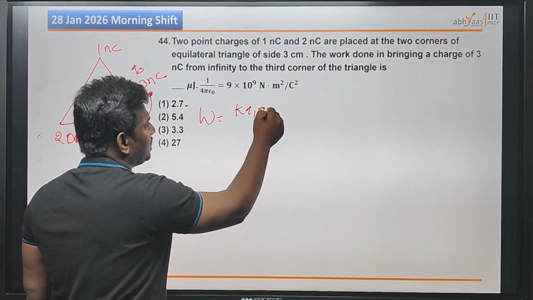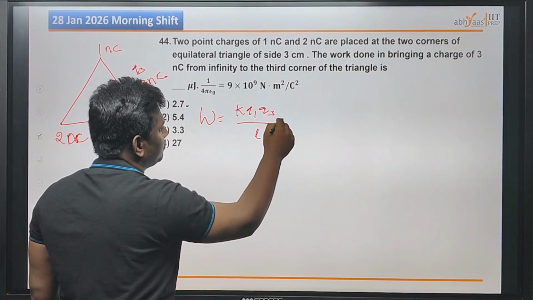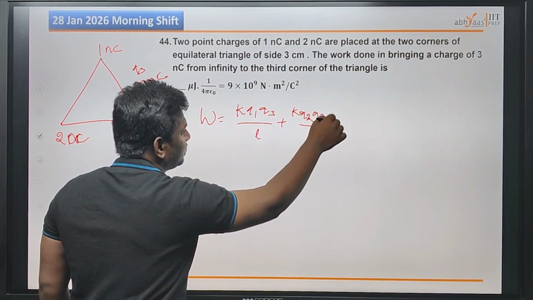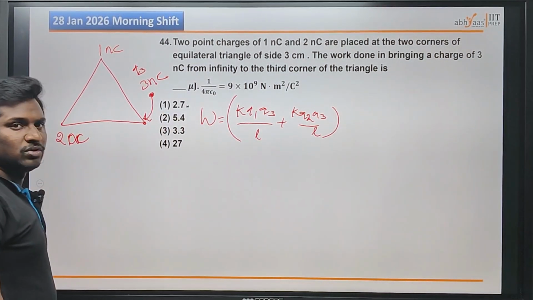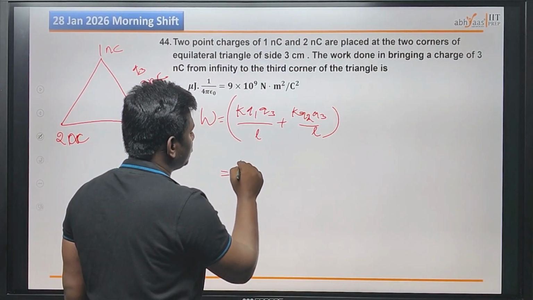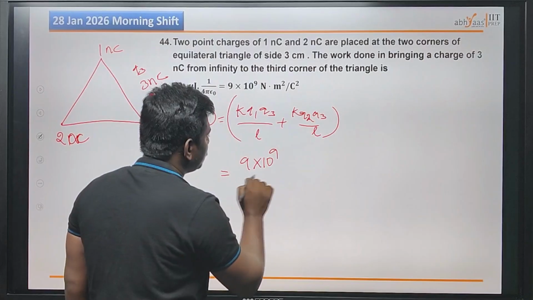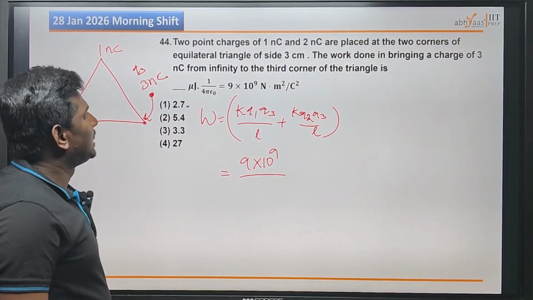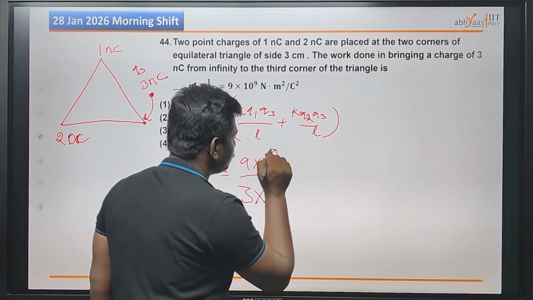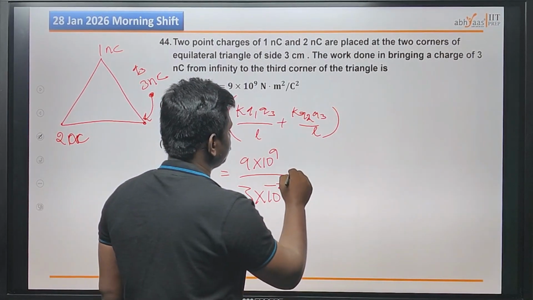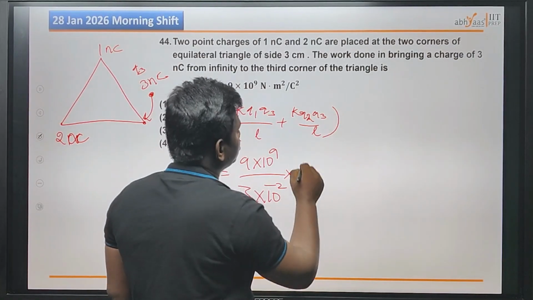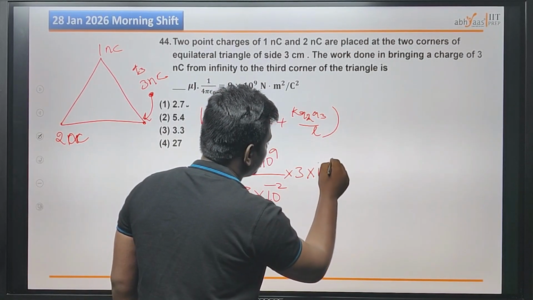This is k Q3 by L plus k Q2 Q3 by L. Okay, I am taking common k. k can be written as 9 into 10 to the power 9. L, what is L? Length 3 centimeters, that is nothing but 3 into 10 to the power minus 2. Q1, I am taking out, Q3 also common. What is this one? 3 into 10 to the power minus 9.